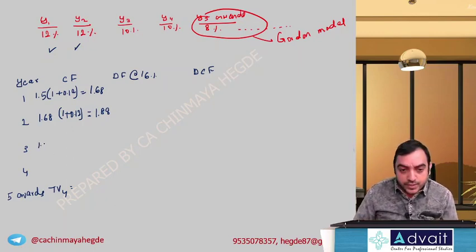I'll just round it off, you can do it directly. Now 1.88 into 1 plus the third year growth rate, 10%. 1.88 into 1.1 is 2.068, let me round it off, 2.07. 2.07, again the fourth year growth rate is 10%.